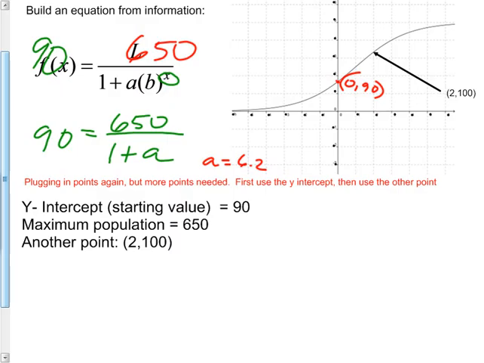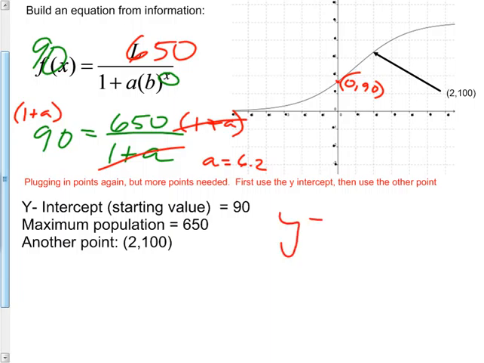You'd multiply both sides by 1 plus A. And then this would cancel this. And then I'd have 90 times 1 plus A. I'd divide both sides by 90. And then I would subtract 1, and you get 6.2. Okay, so I got A as 6.2.